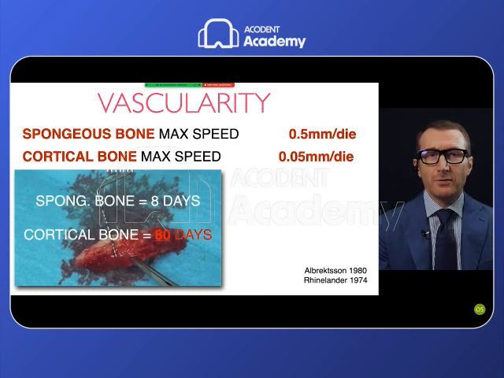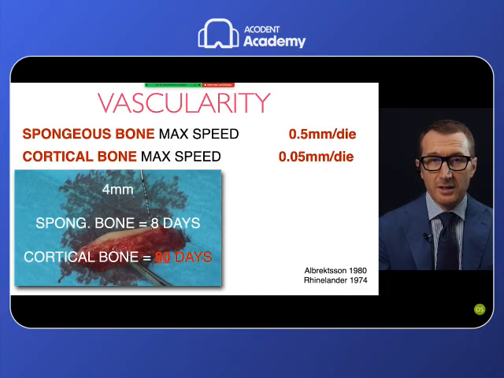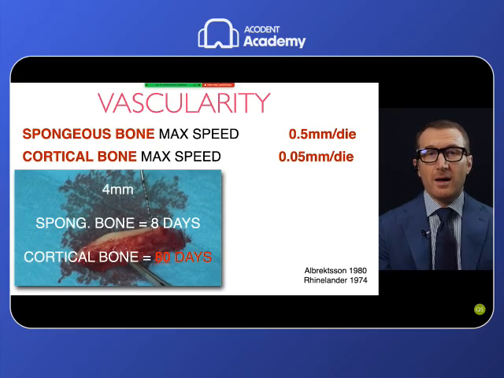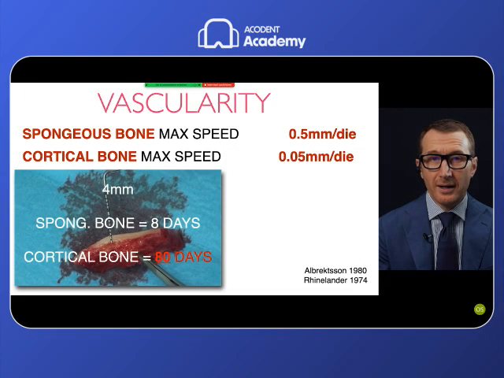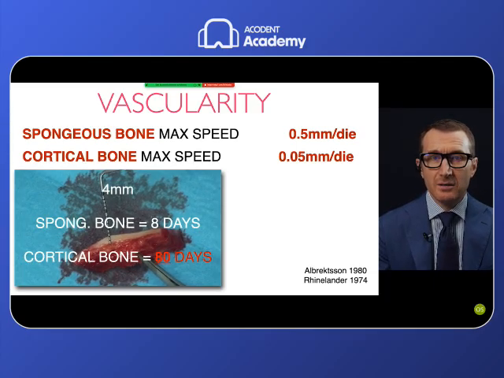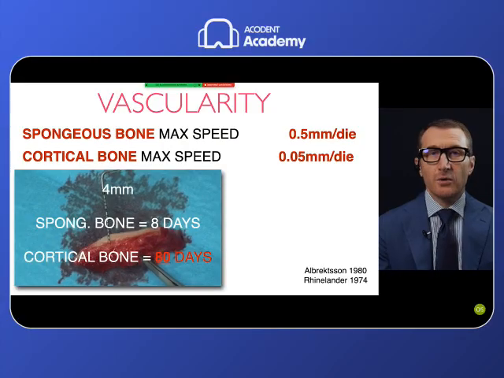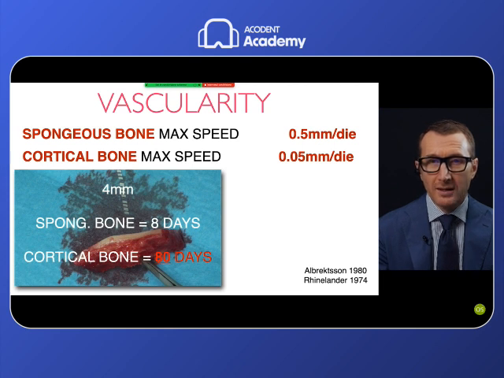So if you are grafting a 4 millimeter thick block from the ramus area, which is mainly cortical bone, blood vessels will take around 3 months to penetrate into this block and cover the 4 millimeters. On the opposite, if this material is completely particulated, these 4 millimeters can be completely covered in a little bit more than 1 week.